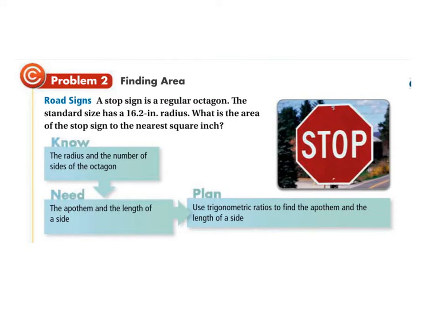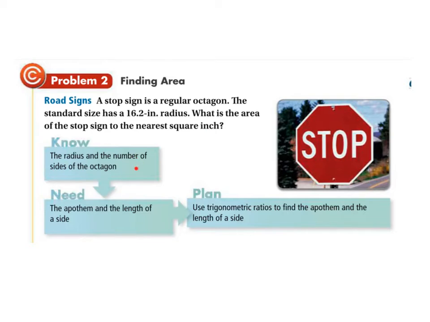Here it is. A stop sign is a regular octagon. The shape of it will matter because that'll determine the central angle and all kinds of things. The standard size is a radius of 16.2. That is not a side length, but that is from the center to one of the vertices, so that's going to end up being the hypotenuse of the triangle that we'll make. What is the area of the stop sign to the nearest square inch?